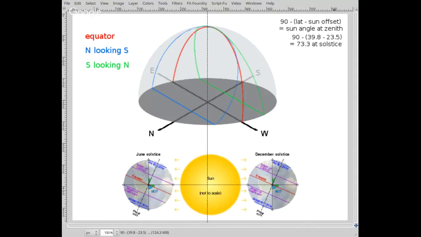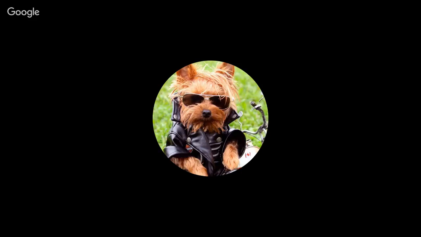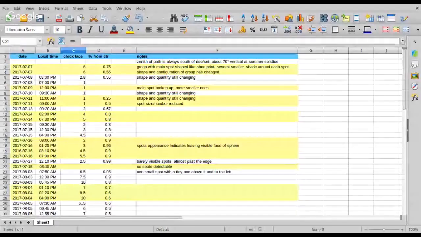Now, let me stop sharing that for a minute and share a different window. Hopefully, I won't crash anything. Let me get my Excel spreadsheet of sunspots.